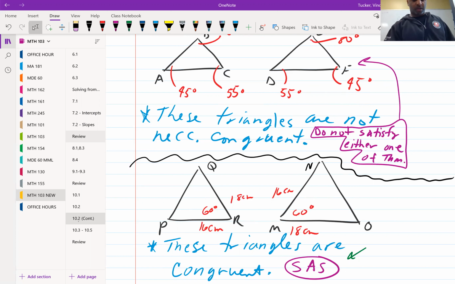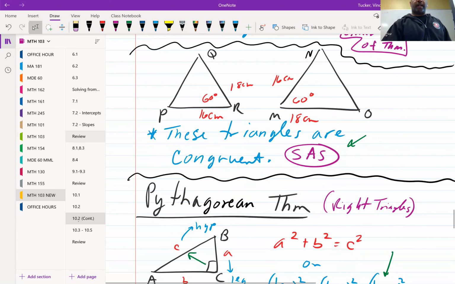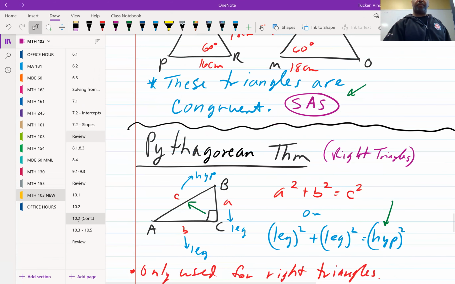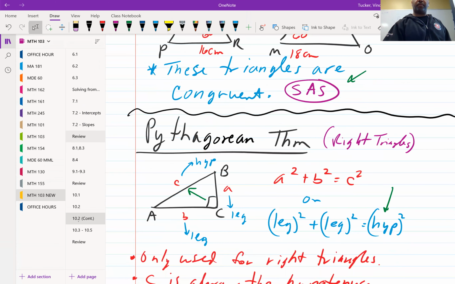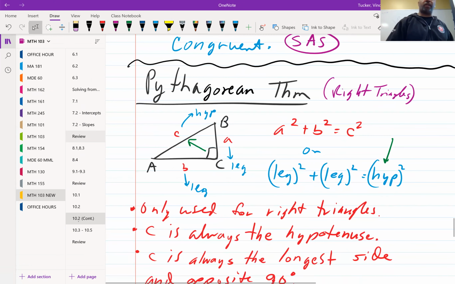All right. Anybody holding on to this before we scroll up? All right, last thing out of this section, Pythagorean theorem. Holding on to it. All right.